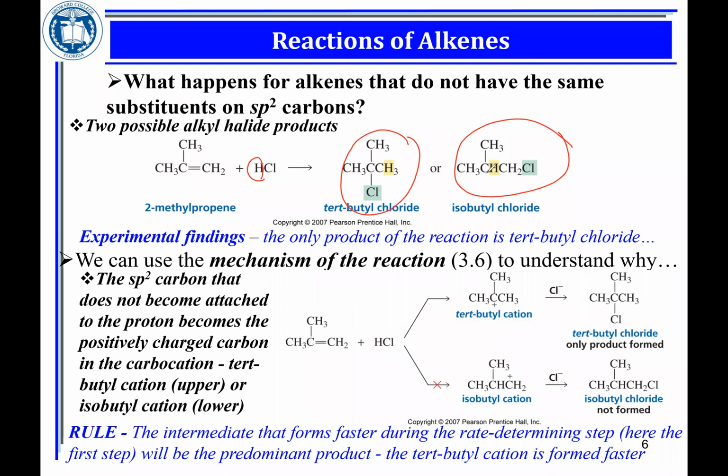If hydrogen attacks carbon 1, if hydrogen comes here, the other carbon will take the plus charge, right? And that gives you a tertiary carbocation. If hydrogen attacks carbon 2, the other carbon will take the plus charge, and that carbon is a primary carbocation. So you have a tertiary versus primary. Which one is favored? Tertiary.